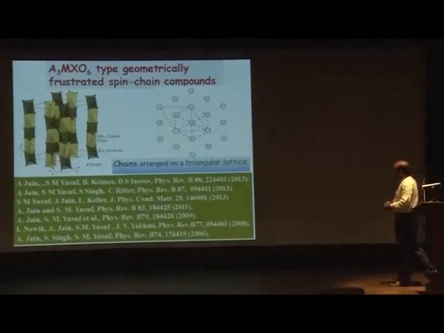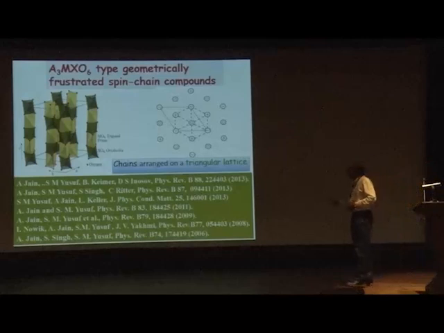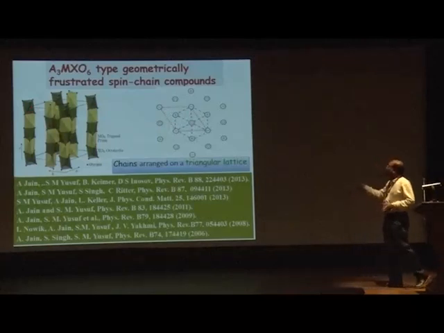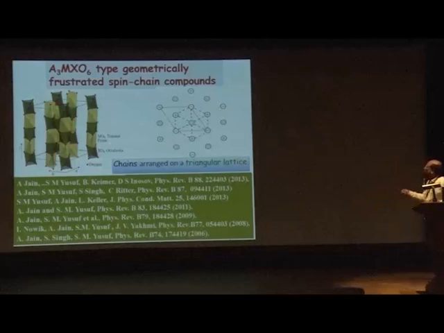Another class of materials, a magnetic spin system we have worked on, is the spin chain compounds. Here the spins are forming a chain, but these chains are arranged in a triangular lattice. So each chain is located at these three vertices, so it forms this triangular lattice. We have worked a lot on this triangular lattice formed by these chains.